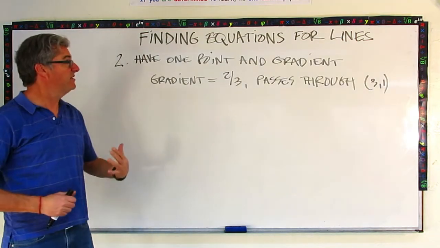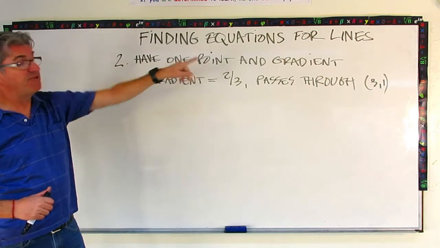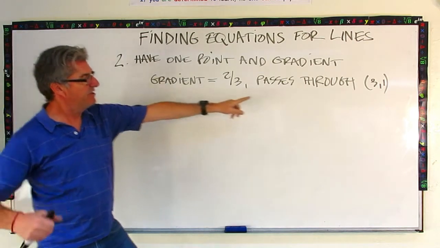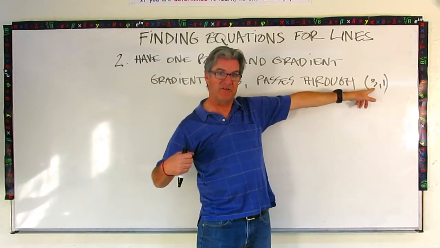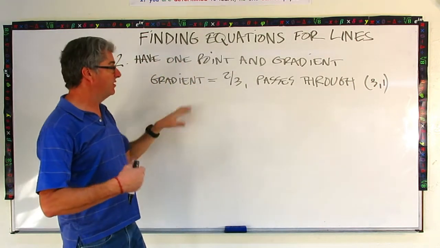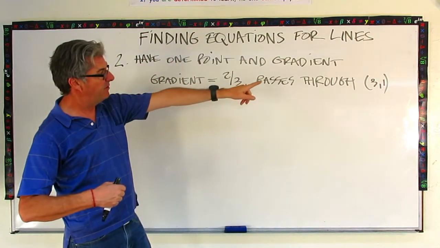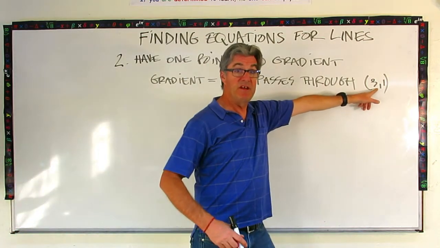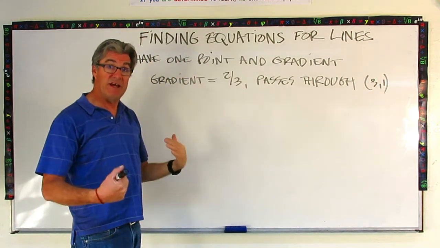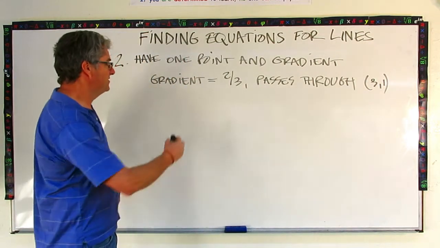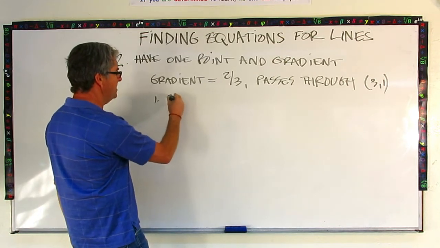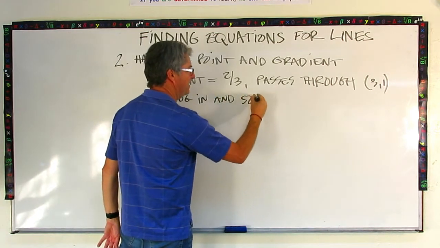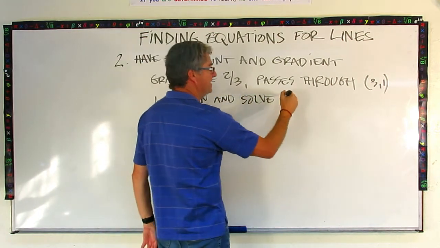Okay, the second technique is, again, when you have a point and the gradient. So we do have the gradient again, but now we have a point that, check it out, it's not an intercept. So we can't quite use technique 1, but this technique will help us do it. So we have gradient, it's 2/3, and it passes through the point 3, 1. So what we do is we use the point that we know and the gradient to do a plug-in step, and then we can solve for the intercept. So step 1 is plug in and solve for b.